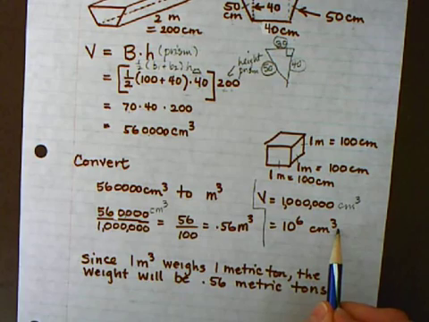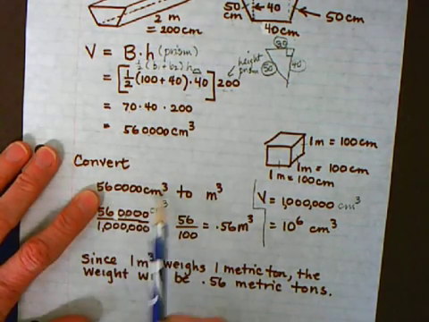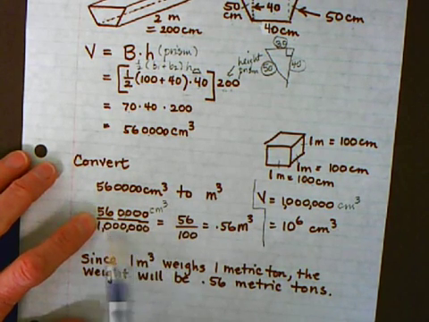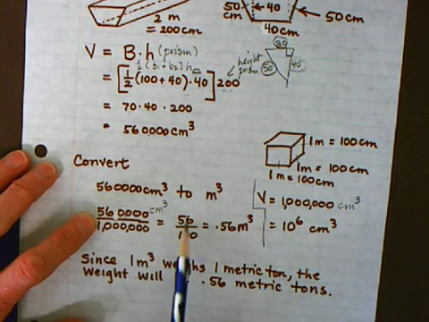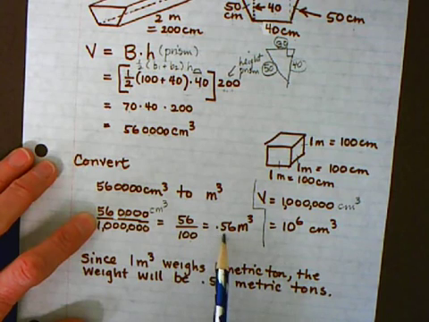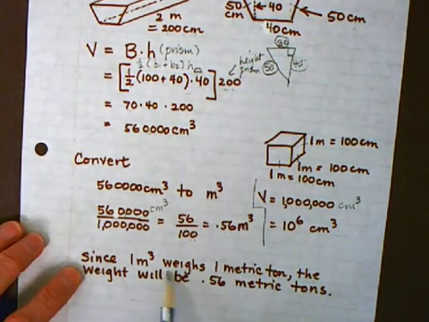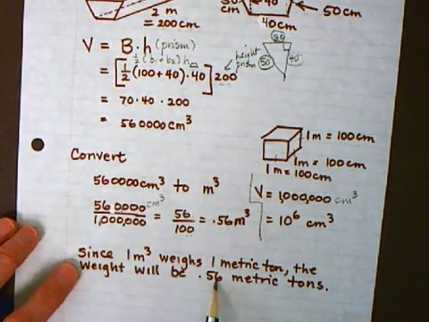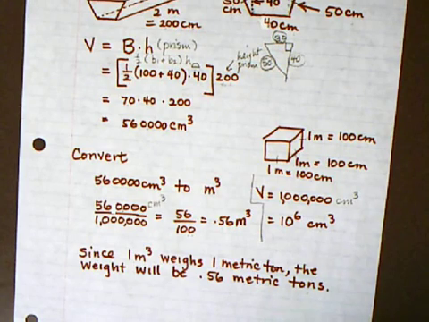So if I had the volume of 560,000 centimeters cubed, then to convert that into meters cubed, I'm going to divide everything by a million. Okay, so out go my zeros. What I'm left with is 56 over 100. That's 0.56. 56 hundredths, right? That's where that comes from, meters cubed. So since 1 meter cubed weighs 1 metric ton, then the weight will be 0.56 metric tons. Okay, voila. And now let me get this sucker off.